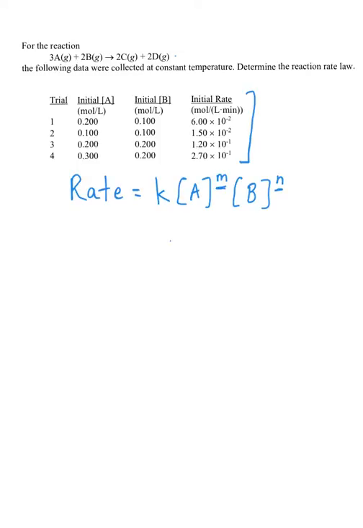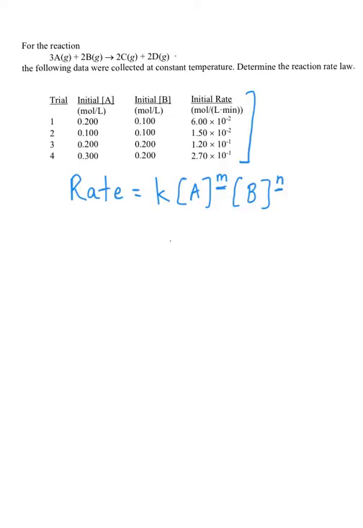To use these initial rate data, we need to think about ignoring one of our reactants while seeing how another changes. In other words, we need to look for cases where one reactant's concentration is unchanging or fixed, where at the same time another reactant is changing. I'm going to take a couple of examples.